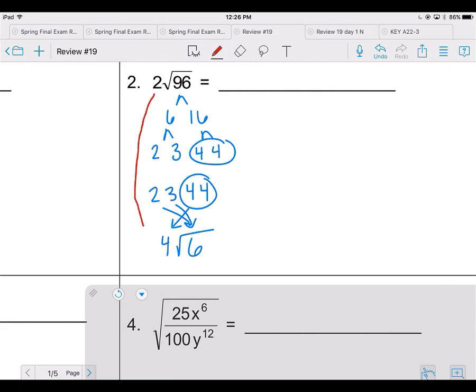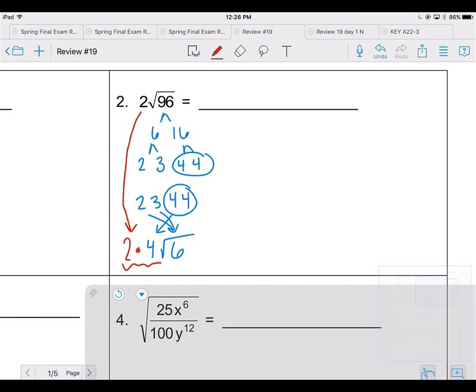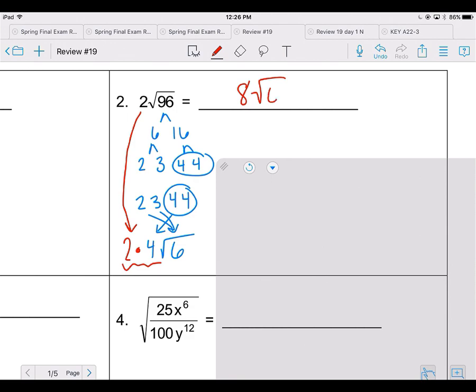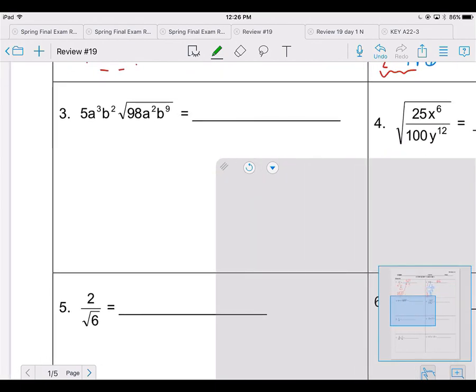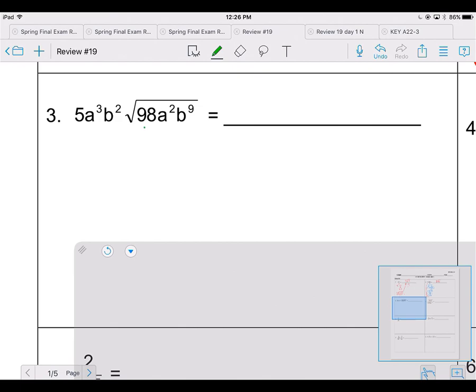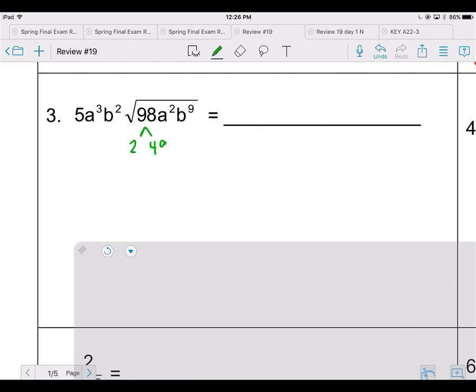Now I originally had a 2 outside the square root of 96 as well. So I take that 2 and multiply it by whatever I brought out. I brought out a 4, so 2 times 4 is 8, and the inside square root does not change whatsoever. Problem 3, I try to type in the square root of 98, and it doesn't work nicely, so I need to break it up. 98 is 2 and 49. 49 is 7 and 7. So I can take out a pair of 7s and leave the 2 under the square root.